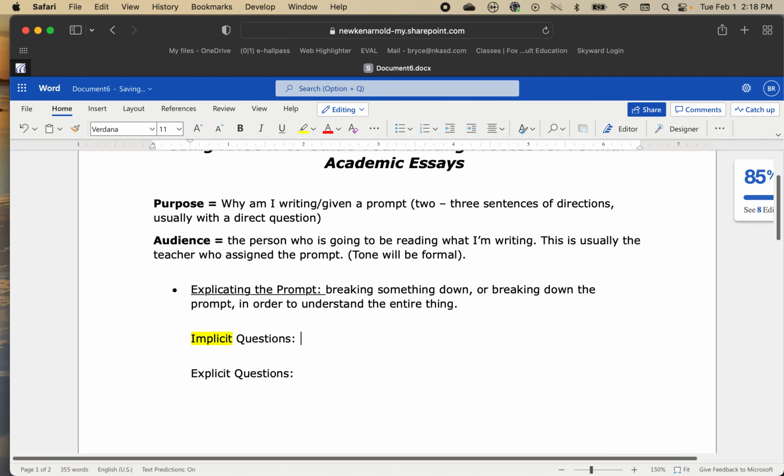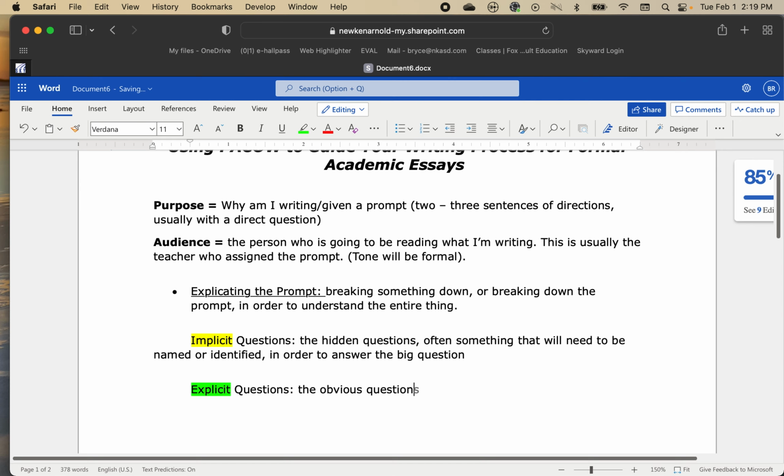Okay, an explicit question, again, highlight that in green this time, is the obvious one. This is the one that kind of hits you over the head. This is the one that you can actually see. It's the how, the why, the when, the where, the why. I repeated why. So, usually a how or a why.